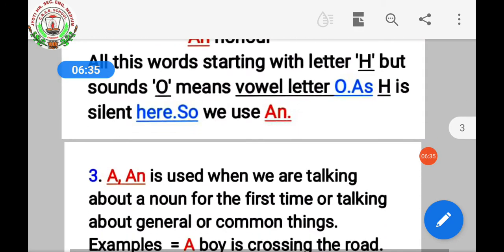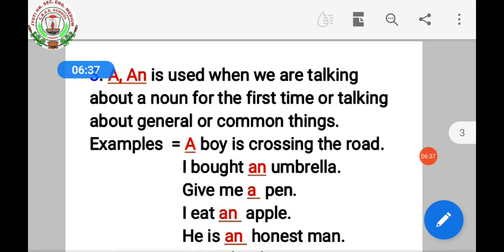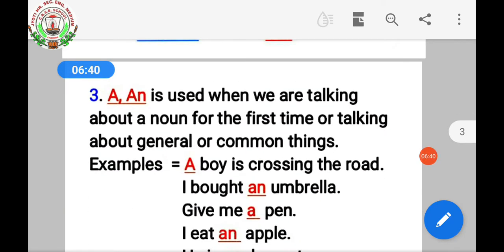Okay. Now come to the third point. A and an are used when we are talking about a noun for the first time or talking about general or common things. जब हम कुछ साधारण वाक्य बोलते हैं या हम पहली बार उस नाउन के बारे में, उस संज्ञा के बारे में बात करते हैं, तब हम a और an का यूज करते हैं. Okay, so a and an are used when we are talking about a noun for the first time or talking about general or common things.